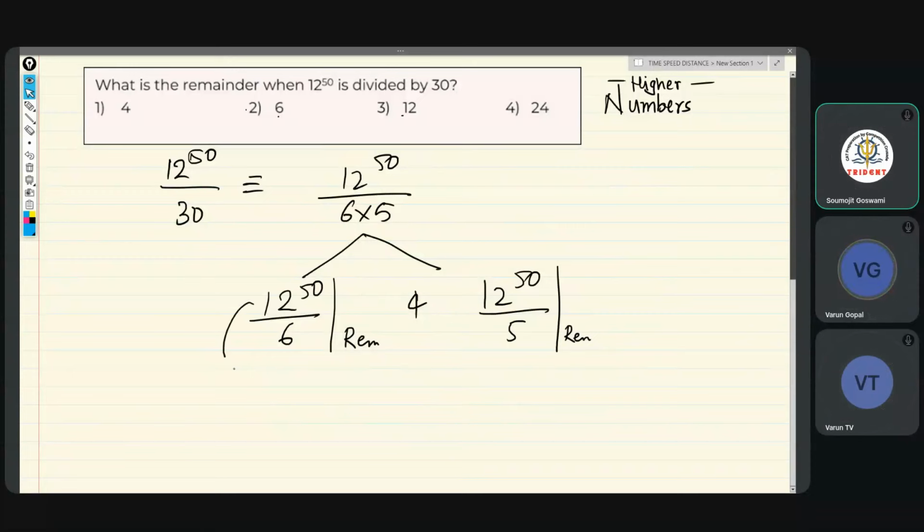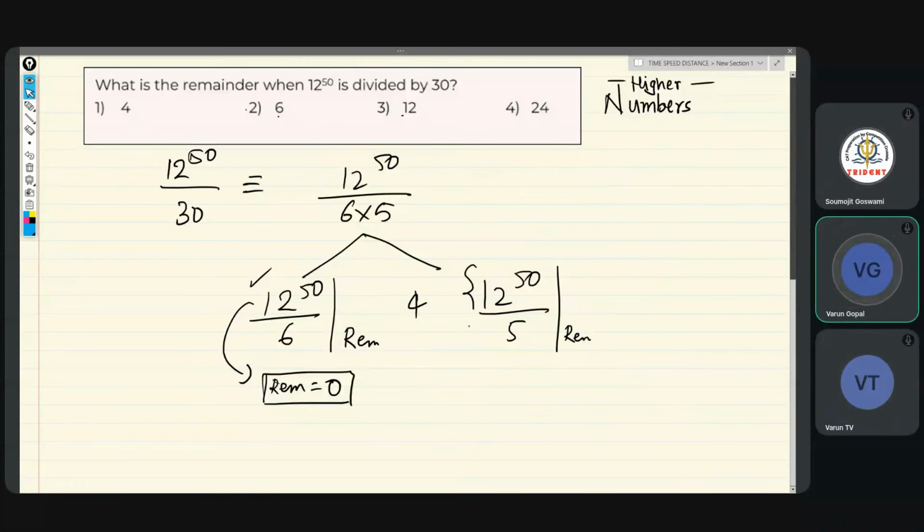Guys, quickly, one second, what is the remainder in this part? Is it not zero? It's 12 raised to a power and divisible by 6. How can it be anything? It's zero, right.